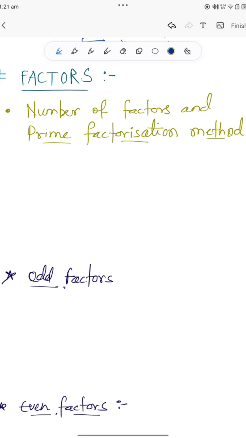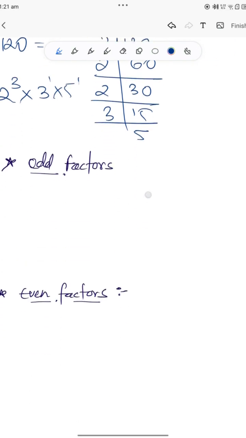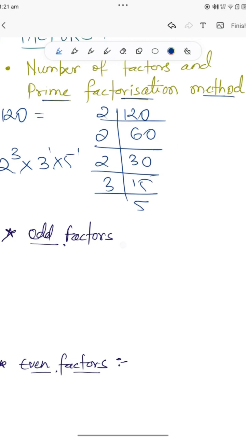So for example, there is a prime factorization method. Suppose we have the number 120, so we will find the factors of 120. We do prime factorization: 120 is 2 times 60, 2 times 30, 2 times 15, 3 times 5. So 120 is 2 to the power 3, 3 to the power 1, and 5 to the power 1. This is called the prime factorization method.